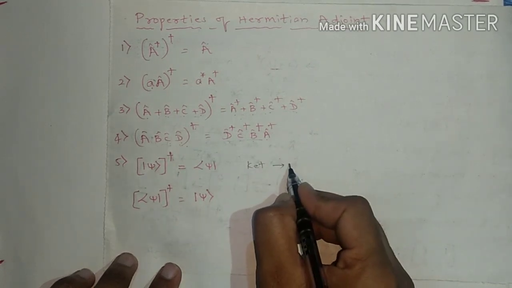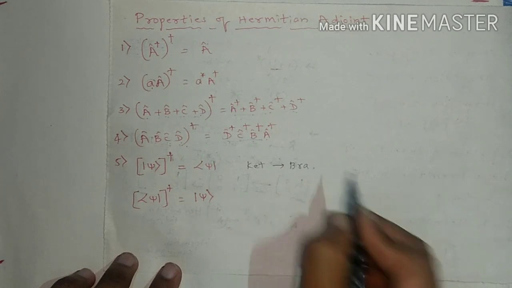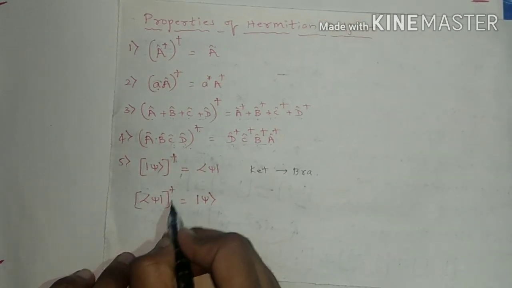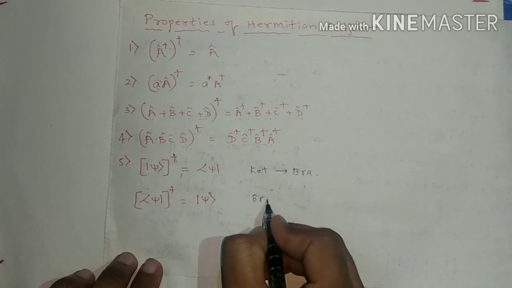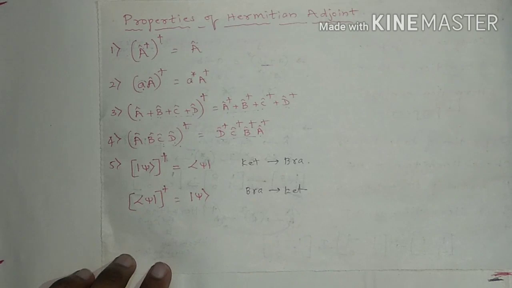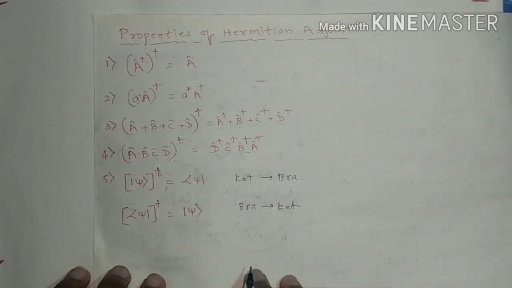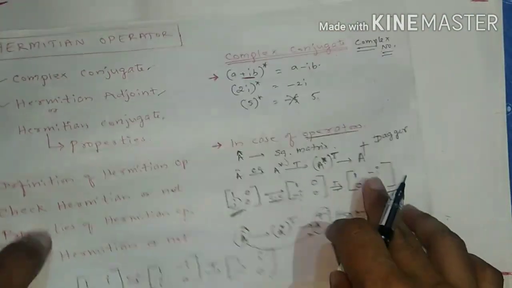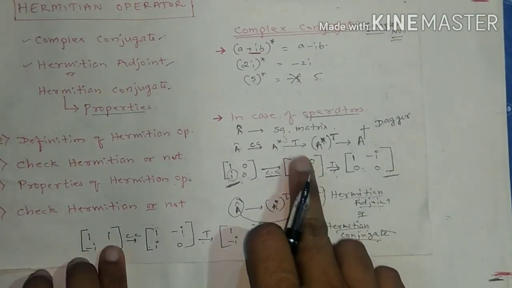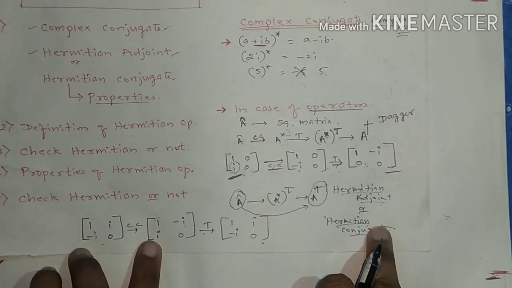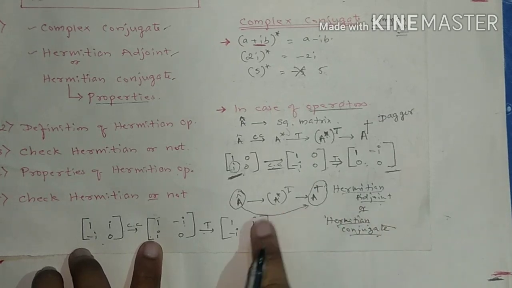The next property is, if we take the dagger of a ket, that ket is converted to a bra vector. Similarly, if you take the dagger of a bra, that bra vector is converted to a ket vector. So these are very simple properties of the Hermitian adjoint. So far, the main thing we have seen is what we mean by the Hermitian adjoint or Hermitian conjugate.